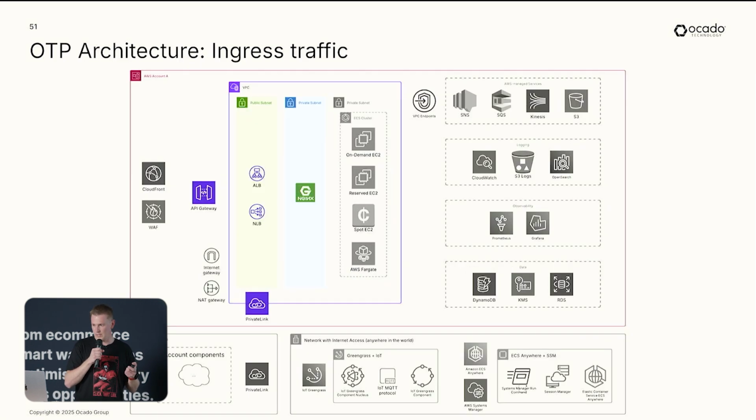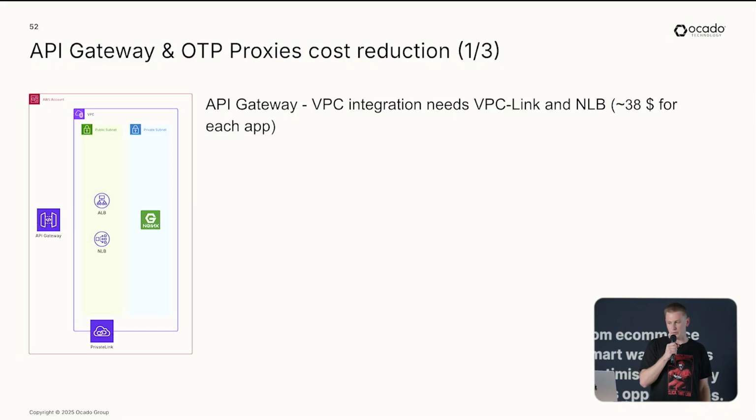All right. So that's it when it comes to CloudFront. The next part is the ingress. So what happens when the traffic reaches our VPC and has to be routed to the particular application? All right. So API Gateway requires a strict VPC link and NLB integration.